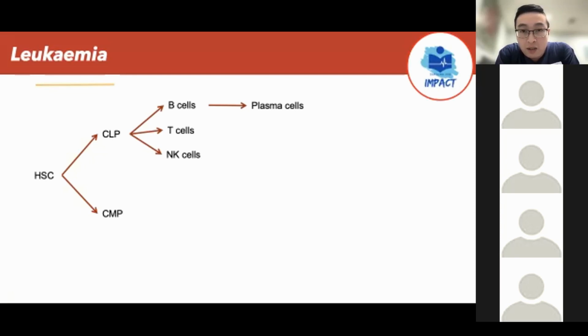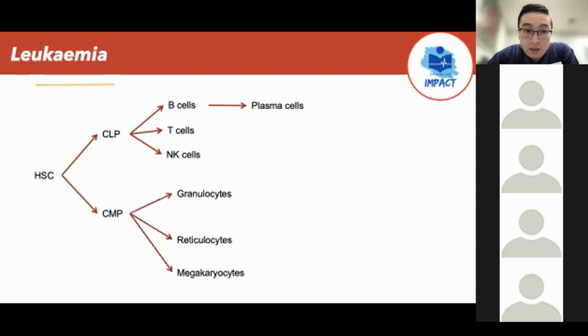Plasma cells are the effector cells that secrete antibodies or immunoglobulin. And usually, after B cells terminally differentiate into plasma cells in the lymph node, the plasma cell then homes back to the bone marrow and just chills there for the rest of its life, just secreting antibodies into the blood. So that's the lymphoid lineage. So the common myeloid progenitor also gives rise to 3 types of myeloid cells, so granulocytes, reticulocytes, and megakaryocytes.